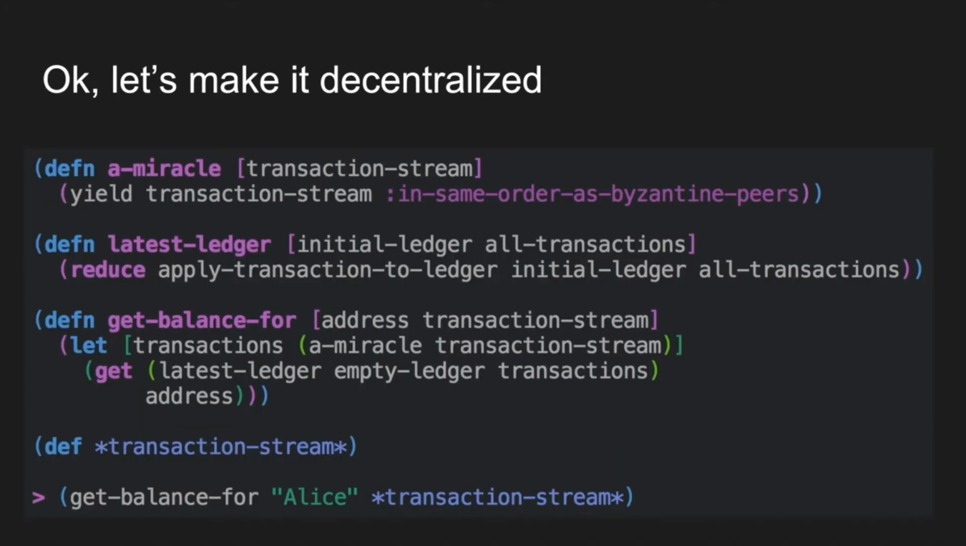So here's a little Clojure code. Can everyone see that okay? It's dark on dark, but either way.